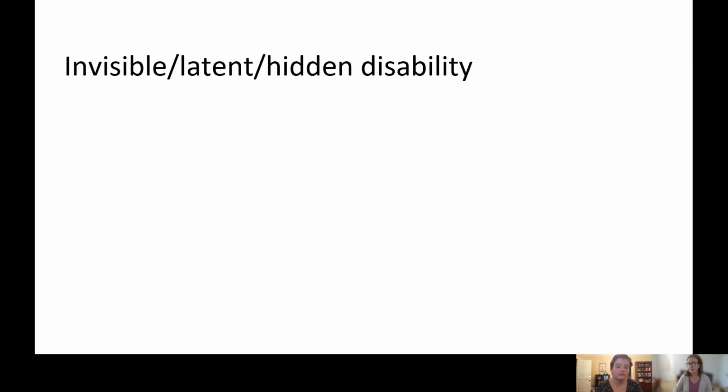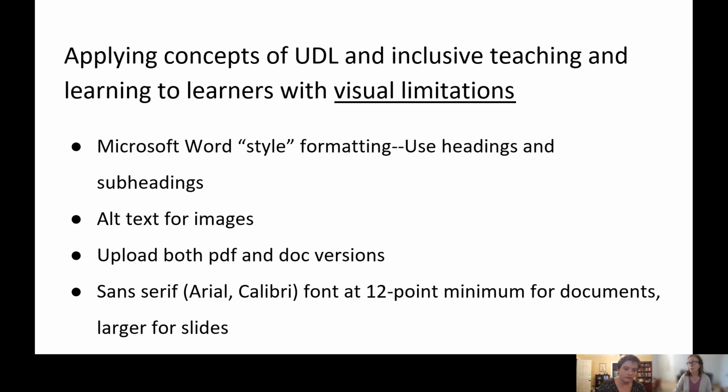So, applying concepts of universal design for learning, we want to just give a couple of examples of some practical ways to do this. If we have learners with visual limitations, one thing that you can do is in Microsoft Word, there's style formatting. So using headings and subheadings in the structure to be sure that a screen reader can jump from item to item and read the content on the page.